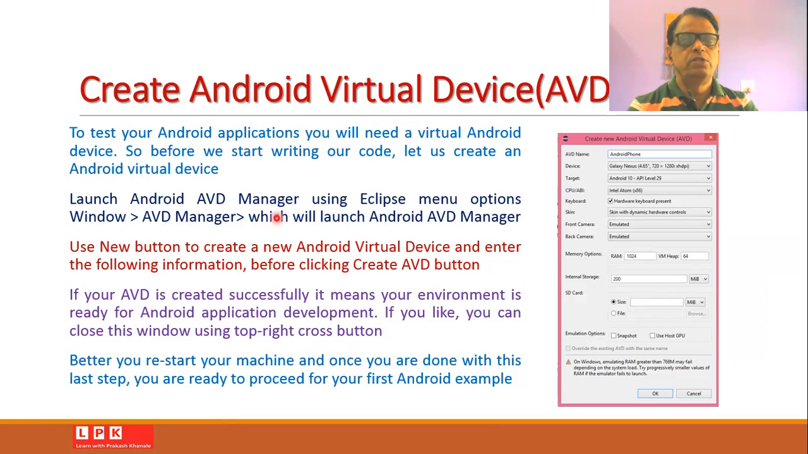You can launch the ADT Manager by using Eclipse or by using Android Studio. You can go to Windows, ADT Manager, and it will launch the ADT Manager. Then you can click on the new button to create a new Android virtual device. Then you have to follow the information, and then you can create a new virtual device.